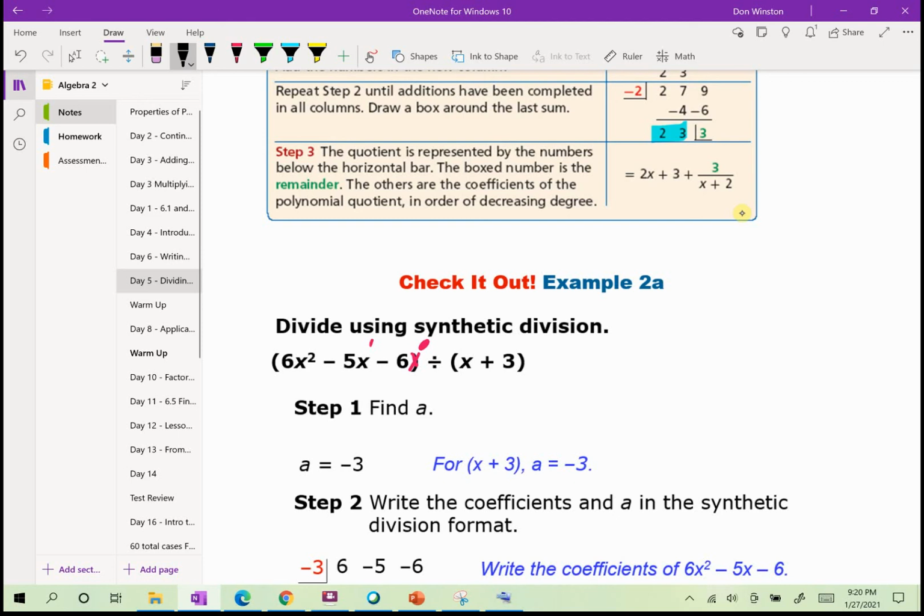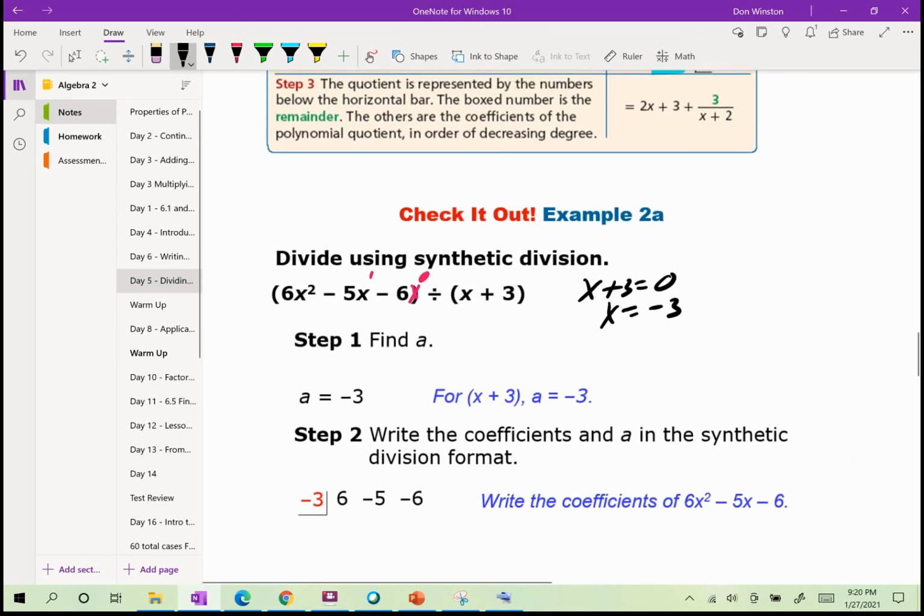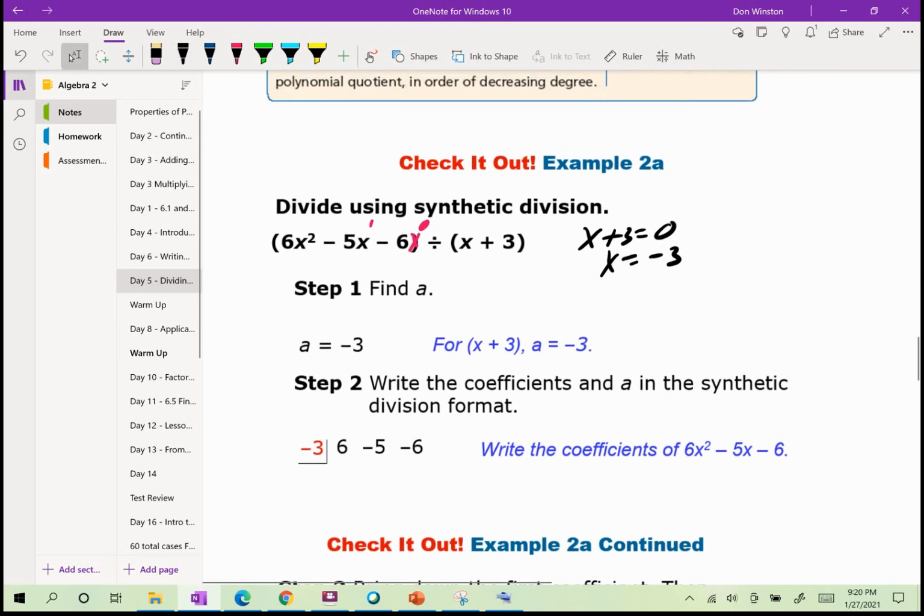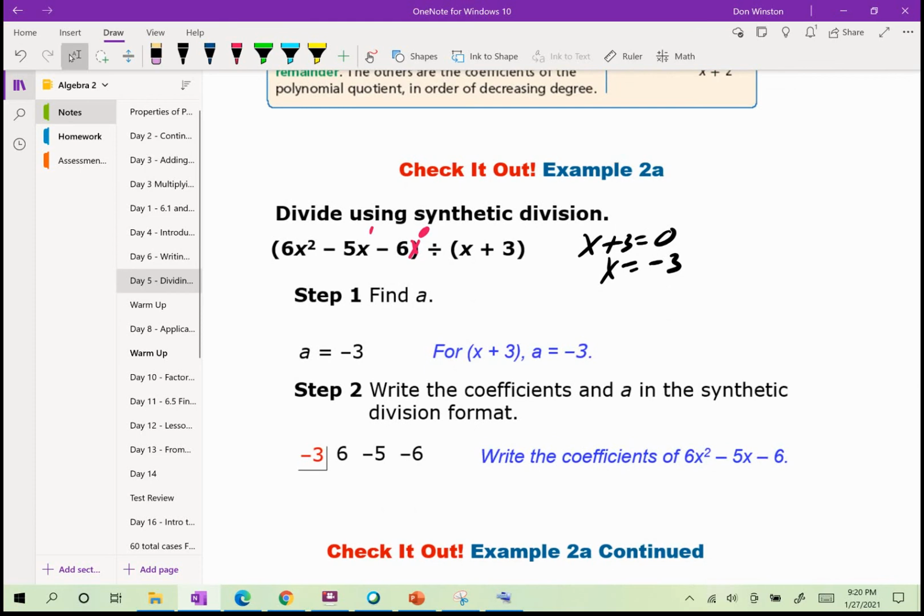So let's see here, my potential 0 then, x plus 3 equals 0, x equals negative 3. That's my potential 0. Again, it may not be a 0 of that polynomial because x plus 3 may not be a factor of that polynomial. So I just call it a potential 0. So we take that negative 3 and we put it here.